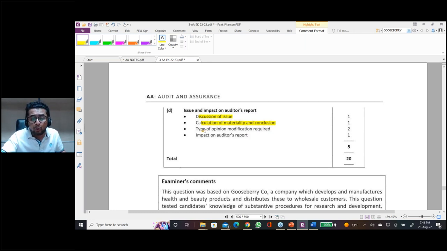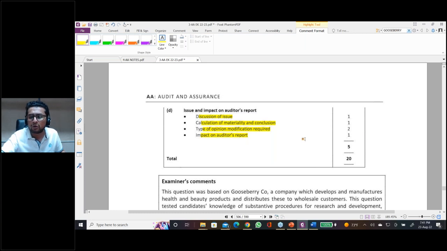Then I will propose the correct accounting treatment, but considering they are not going to listen to me, I will then propose what kind of opinion I will come up with. So this is basically two marks. A, you will express the correct accounting treatment. Then you will express the impact on the opinion. Last, the impact on the audit report.